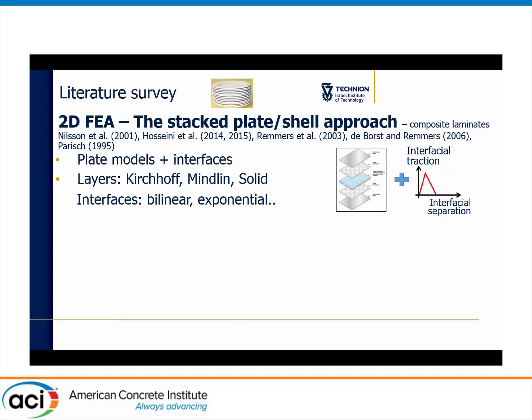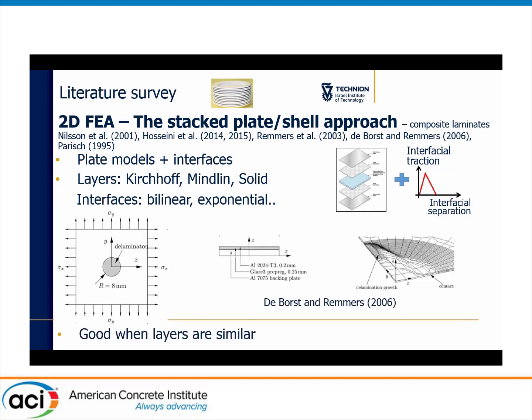The layers are typically taken as Kirchhoff plates or Mindlin plates, without shear deformation or first-order shear deformation, and sometimes they're taken as degenerated solid elements. The interfaces may be represented as bilinear or exponential in particular cases. Borscht and Remmers used this approach using a solid plate model in order to simulate two-dimensional debonding in a glare panel subject to in-plane compression.